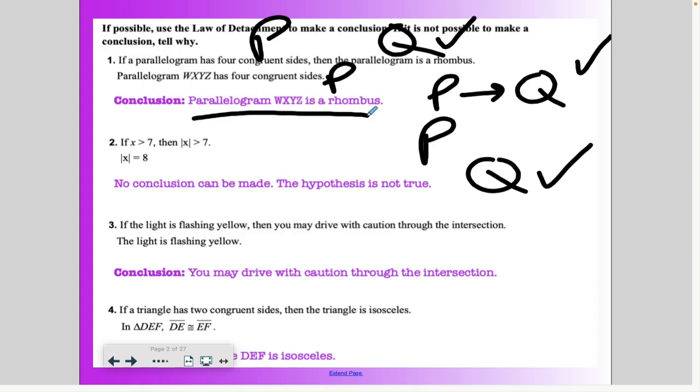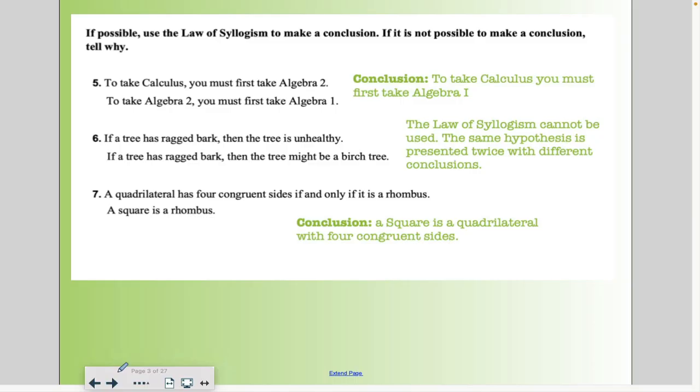One more. If the light is flashing yellow, then you may drive with caution through the intersection. That is true. You're not supposed to slam on the brakes. You're supposed to drive through with caution. The light is flashing yellow. Conclusion: you may drive with caution through the intersection. So just try to be specific with your conclusions if you can draw one.